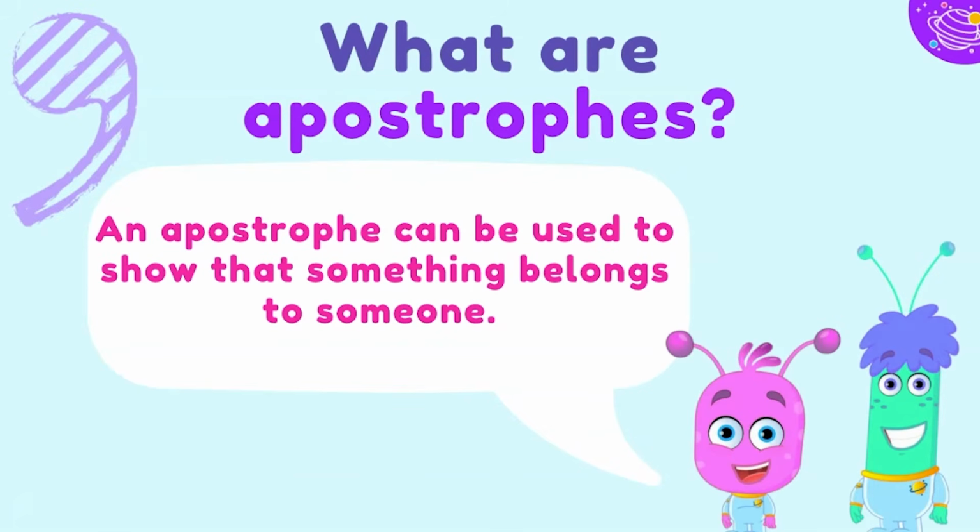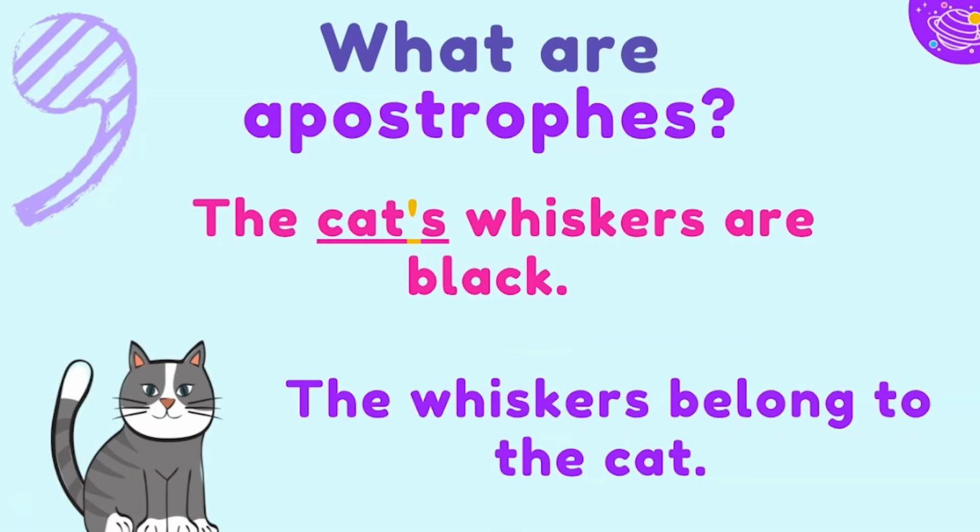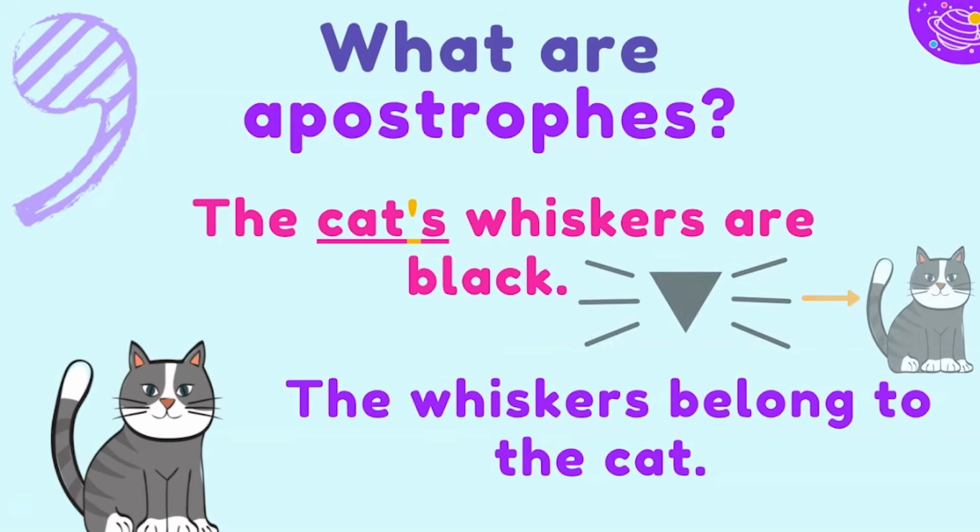An apostrophe can be used to show that something belongs to someone. Like, the cat's whiskers are black. In this sentence, the apostrophe helps to show us that the whiskers belong to the cat.